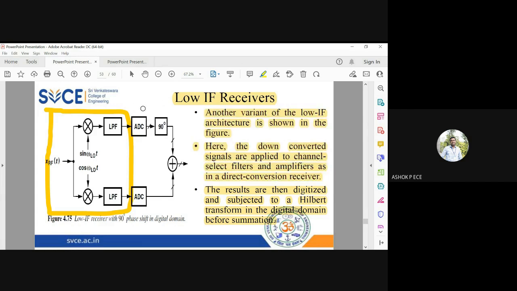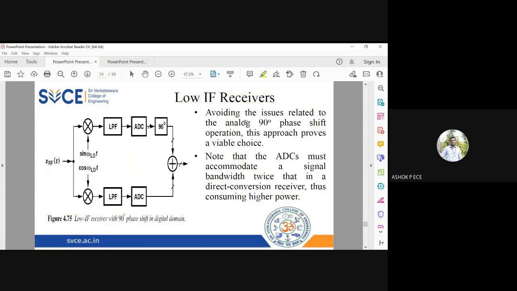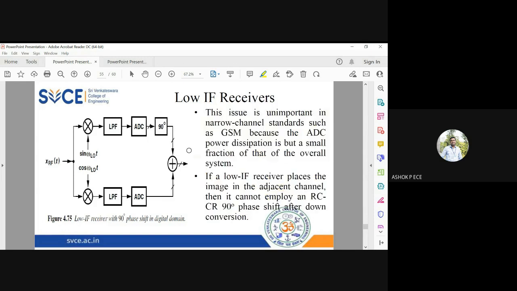And it all depends on how good your ADC is, what the accuracy is, what the resolution is, or how many bits I'm going to use. All these things will determine the accuracy of your low IF receiver. Once you convert to digital, shifting by 90 degrees, which is difficult in the analog domain, is going to be very easy in digital. But ADCs should have a very large bandwidth to work because our signal will be in a high frequency domain, and also they will consume high power.